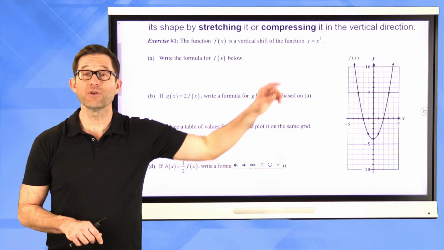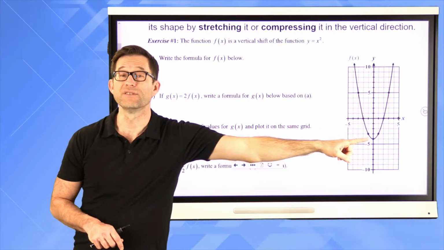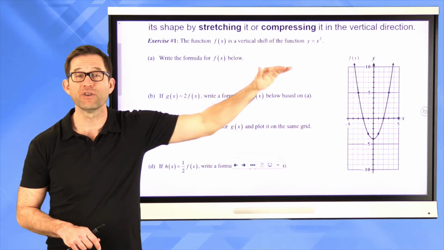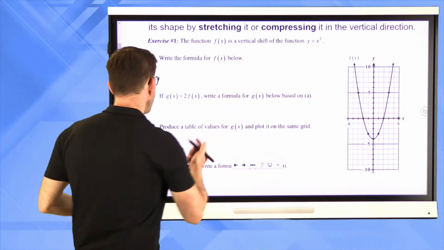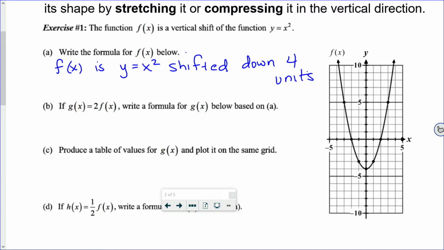Well, we should know that this function has a turning point at (0, 0). This one has a turning point at (0, -4). So clearly f of x is just y equals x squared shifted down 4 units, right? Maybe I'll write that down real quick just so we have it on our paper. f of x is y equals x squared shifted down 4 units, so f of x is equal to x squared minus 4, right? That's got to be that formula.